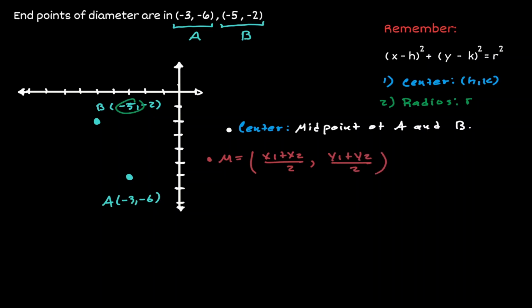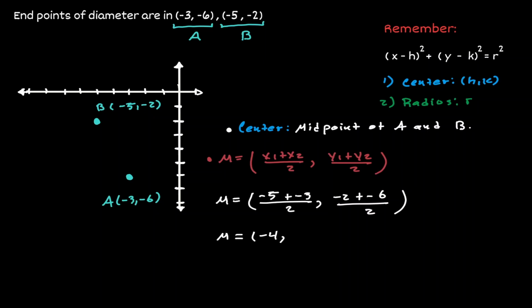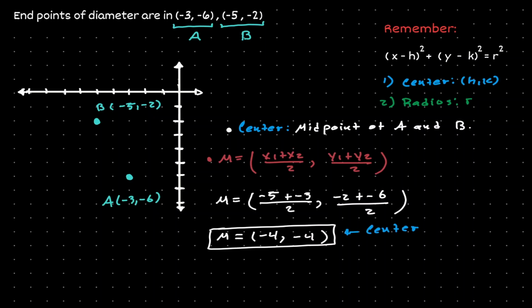So let's plug in this information. -5, we're going to consider as x1, and -3, we're going to consider as x2. -2, let's consider as y1, and -6, let's consider as y2. So for the x value, we're going to get -4, and for the y value, we're going to get -4 as well. So now we know the center of the circle. Let's place this down in our diagram. Let me call that C. To find the radius of the circle, it is sufficient to find the distance between the center to either of the 2 given points. Let's find the distance between the center and point B.